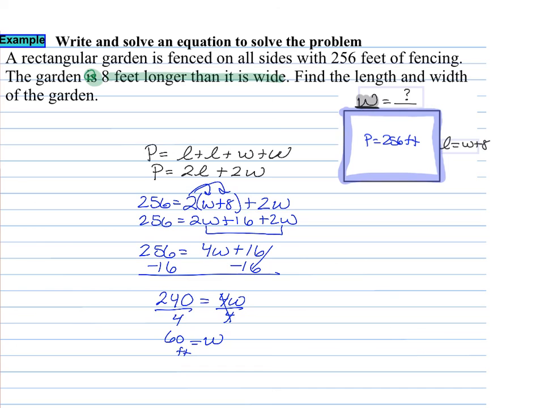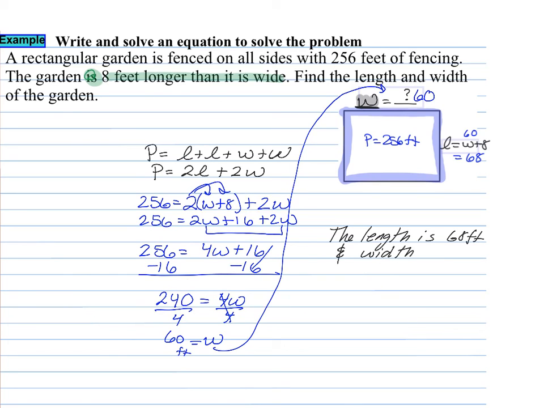Since I know that the width is 60 feet, that's this piece right here, so this is 60. So this is going to be 60 plus 8, so that means the length is 68 feet. So if I write my sentence, it's going to say the length is 68 feet, and the width is 60 feet. And that would be our final answer.